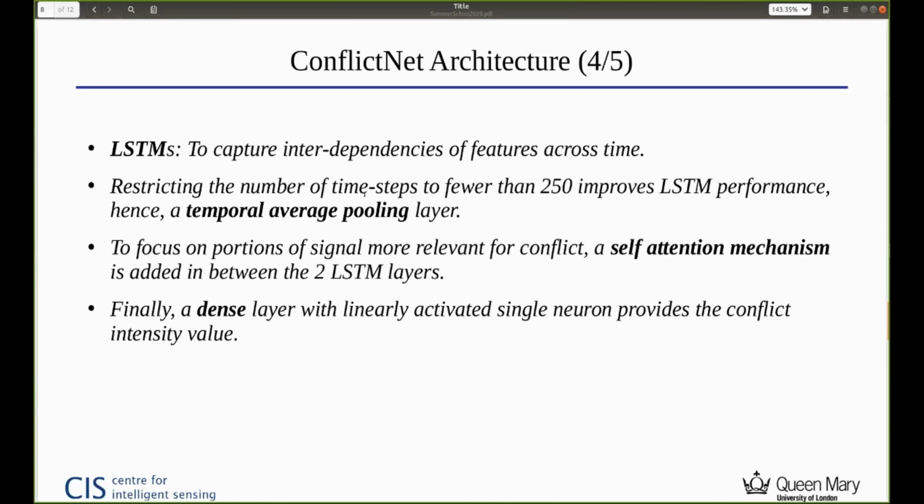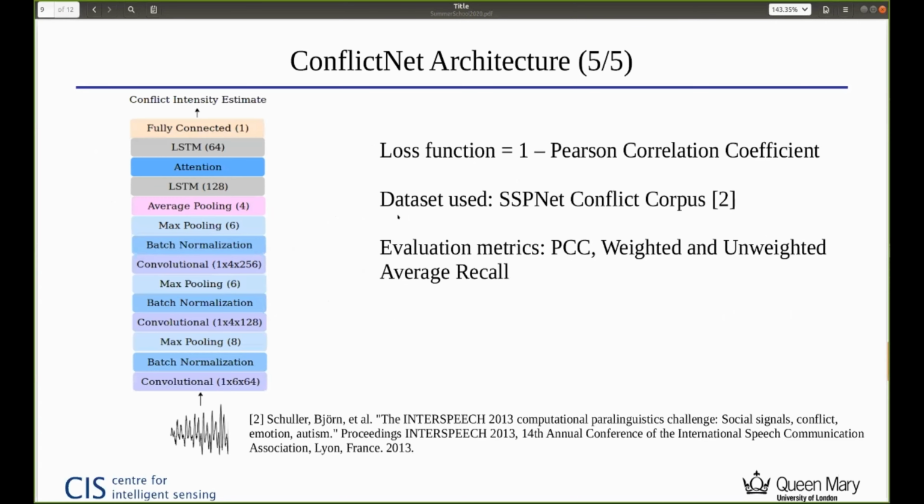And to focus more on the portions of the signal which are more relevant for the conflict, we have used a self-attention mechanism between the 2 LSTM layers. And finally, to obtain the conflict intensity value, we have used a dense layer with a linearly activated single neuron. So this is the entire ConflictNet architecture.